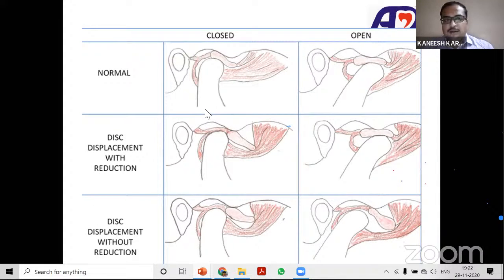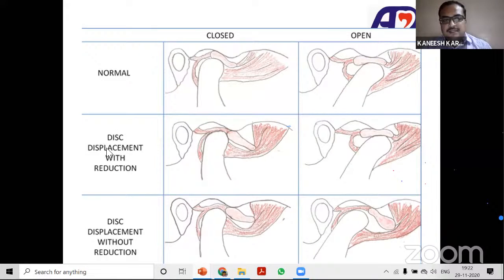See, in a normal TM joint, this is the closed position. This is the condyle and this is the articular disc. It is a biconcave disc which is present in the glenoid fossa. While opening, this disc also moves anteriorly like this, and the condyle also moves. Initially there is a hinge movement, and then it glides like this. This is normal opening.